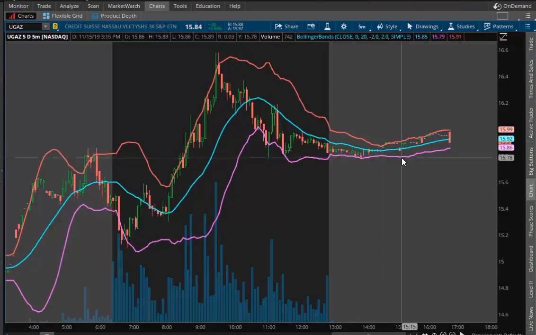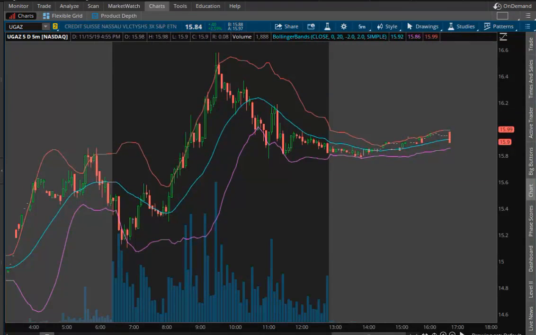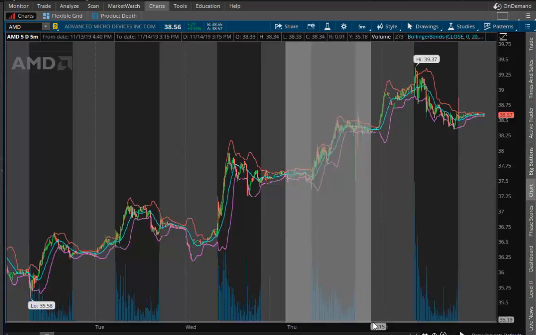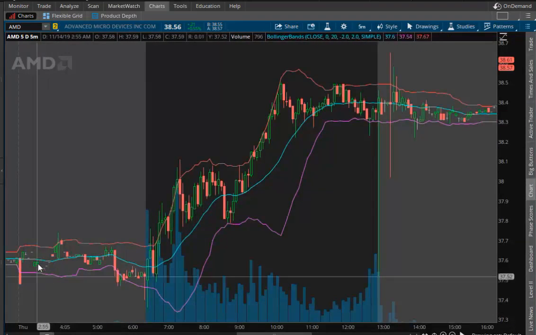And you could see it in play right there. Now, this works for any ticker that you would like to see. Here is AMD. You can go ahead and blow this stuff up right there. There's a good one. So here's a nice squeeze.